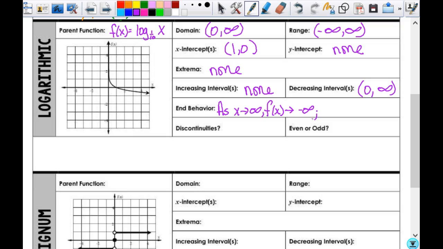Any discontinuities? No. Is it even, odd, or neither? Neither. Okay. So we've got some anchor points we need here. So at 1, I'm at 0, sorry. At 0, I'm nowhere, right? But at 1/10, I'm at 1, and then over here, right? So again, my anchor points look like this. X is 10.